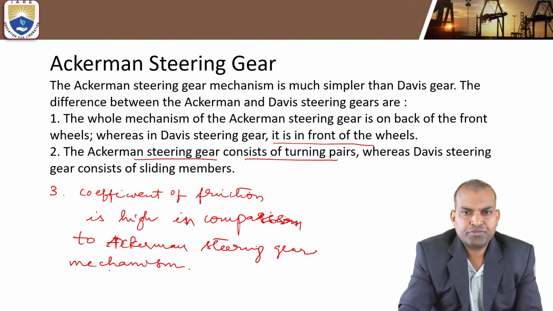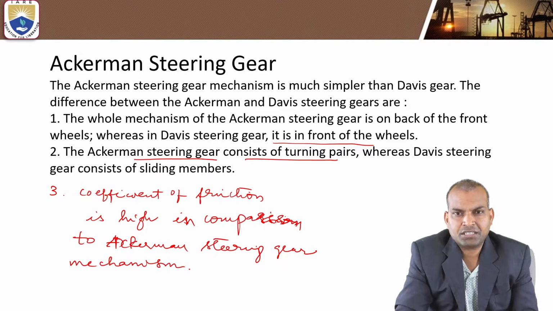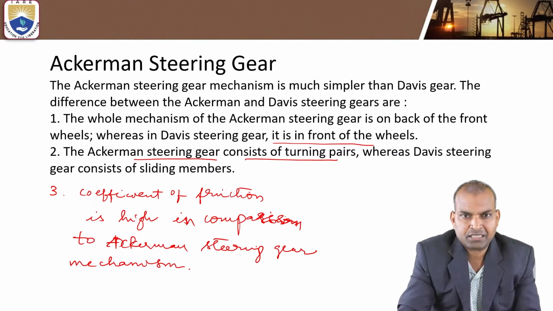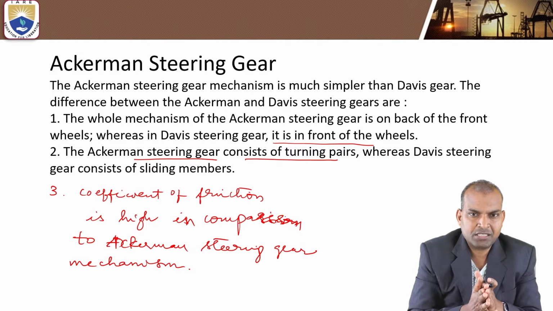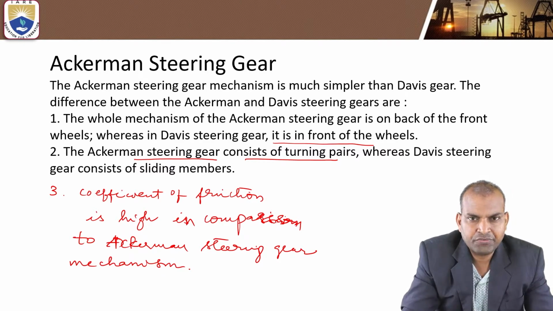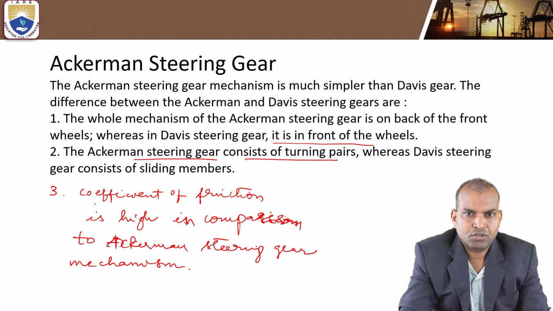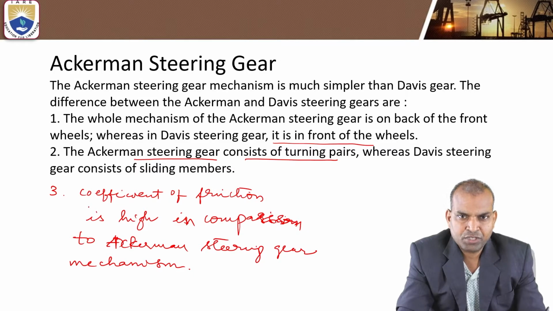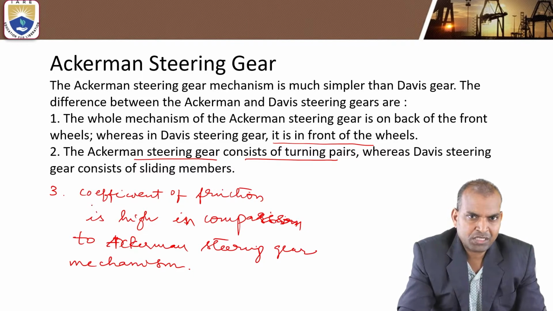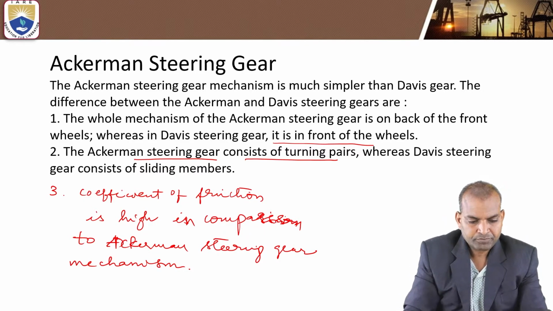Why is the coefficient of friction high? Because in the case of the Davis steering gear mechanism, it is a sliding contact. A sliding pair means a surface contact. When the contact between the two pairs is a surface contact, the coefficient of friction is high. Whereas in the case of Ackermann, the contact is low, the point of contact is very small. That is a higher pair. In higher pairs, the coefficient of friction is low in comparison to lower pairs.